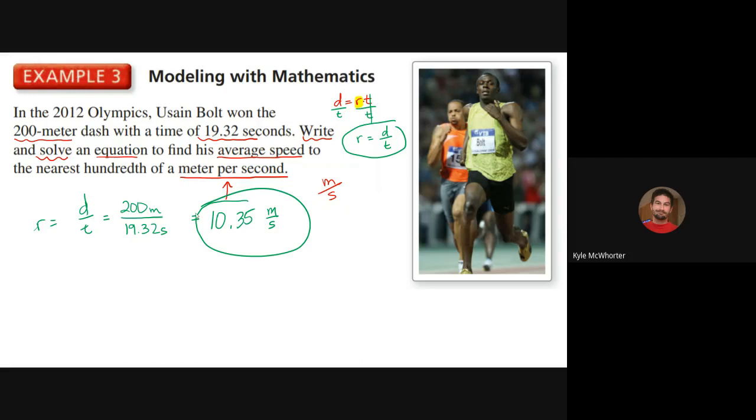Think about that. It's kind of hard. In America, we don't really use meters as much. But a meter is about 3 feet, or like a yard in football. So think about that. He goes 10 yards every second. It would only take him 10 seconds to run all the way down the football field, which is pretty intense.